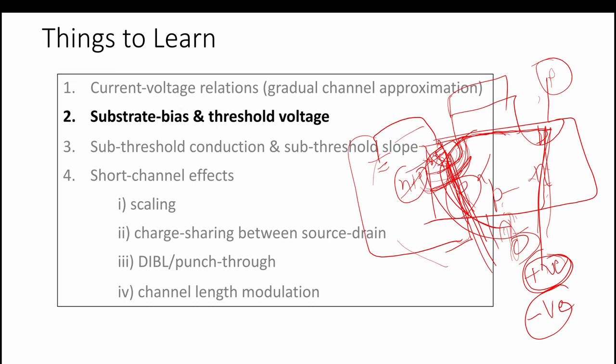Another thing: if we apply a negative voltage here and we are applying a positive bias at the gate, we can modulate the threshold voltage. By applying the negative voltage at the substrate, we can modulate the charge carrier density, the inversion density at this point. So we can play with the threshold voltage by biasing the substrate. This is what we are going to see in this one.